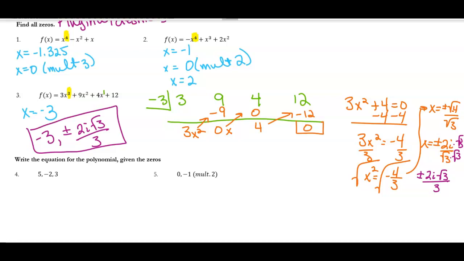Okay. This part's a little harder with the radical, but you've done this before. You will not have a ton of them that are like this, because a lot of them you'll find all the real zeros. But when you don't find all the real zeros, you have to go back and find the others.